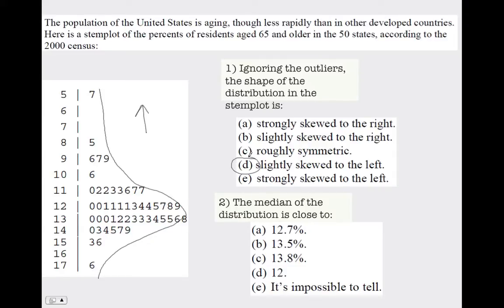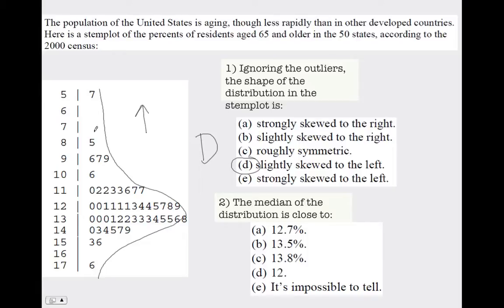I would go with D, slightly skewed to the left, but as long as you identify the shape as skewed left, I'm okay with it. They would never ask something this subjective on the AP exam. So as long as you can identify it as being skewed left, I'm okay. The second question asks for the median.